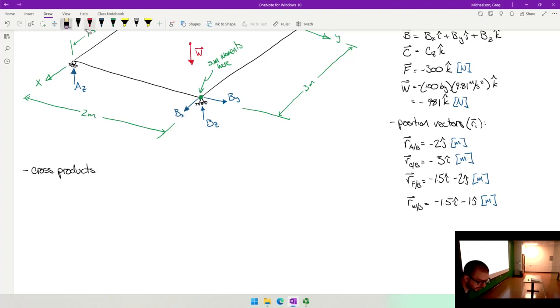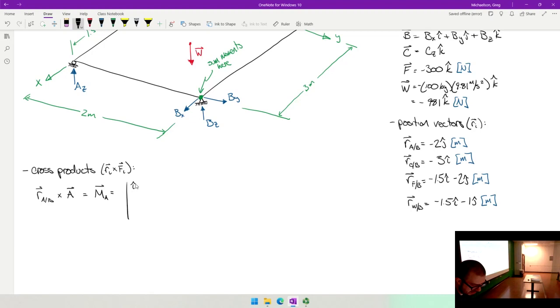So we're summing moments at B. So we don't need to evaluate a cross product for the B vector, but we do for all the others. But fortunately, what we're going to find is that the cross products get a lot easier than you would think. So for example, for the A force, this is going to be MA, the moment generated by that force.